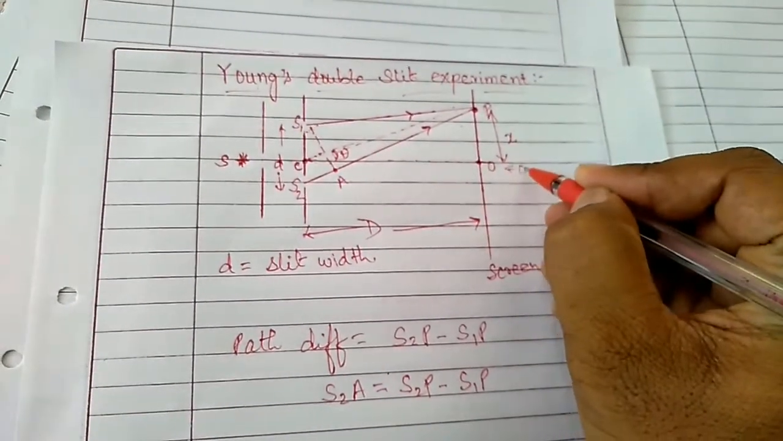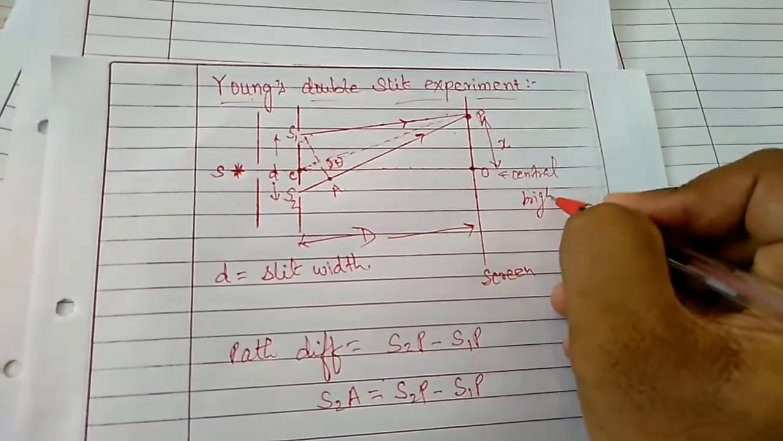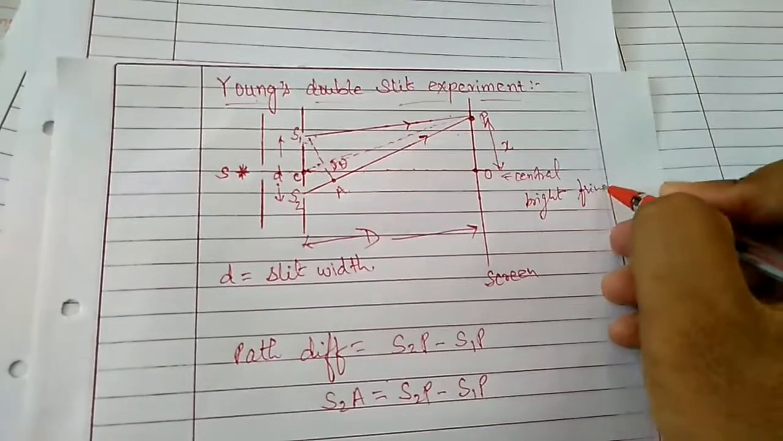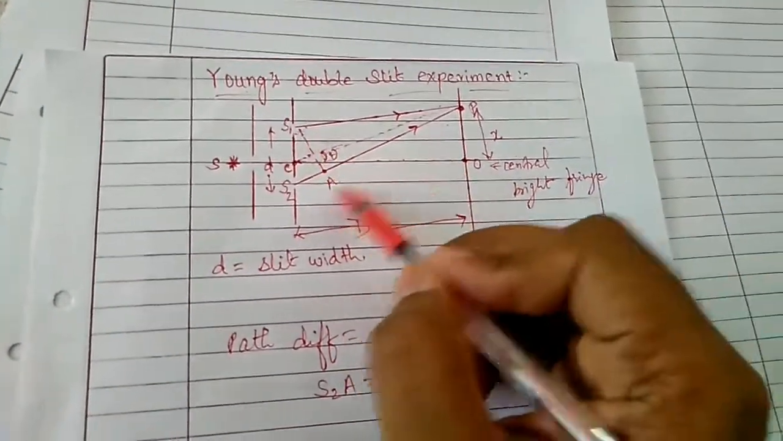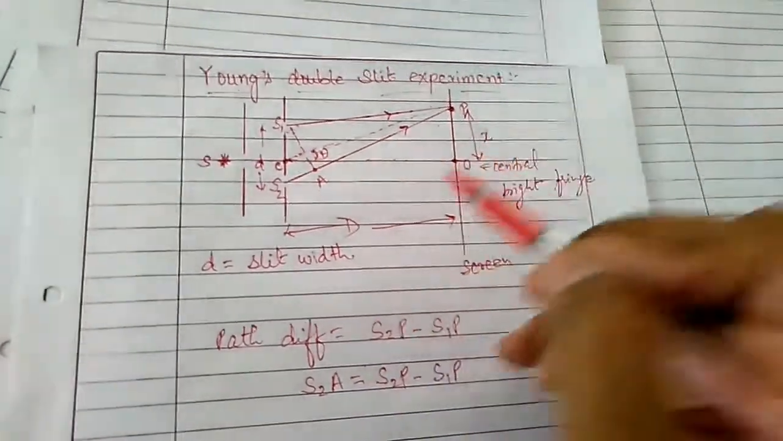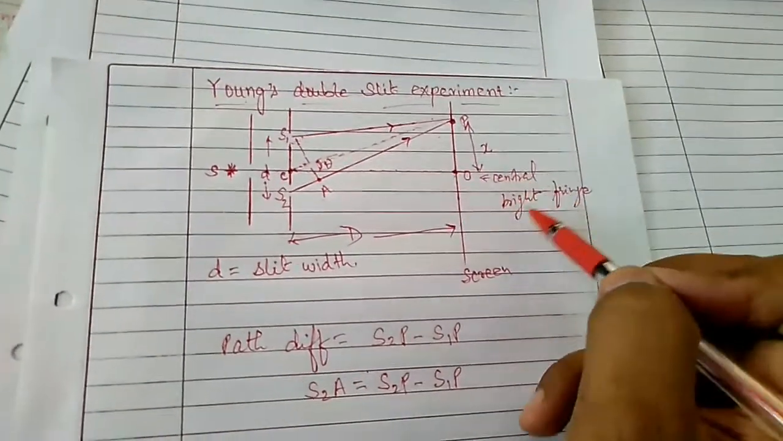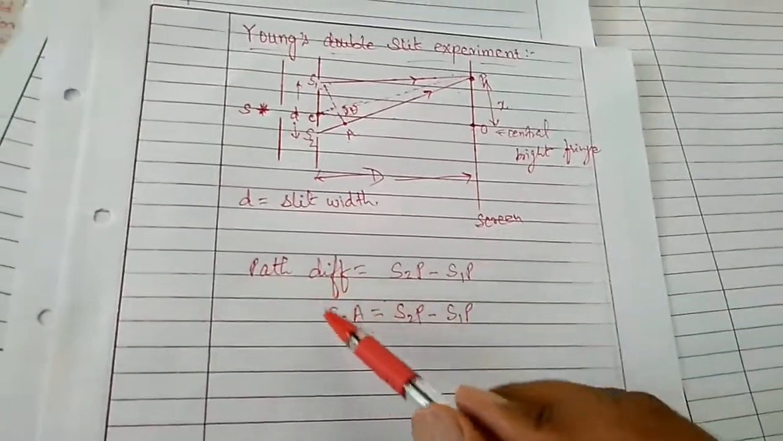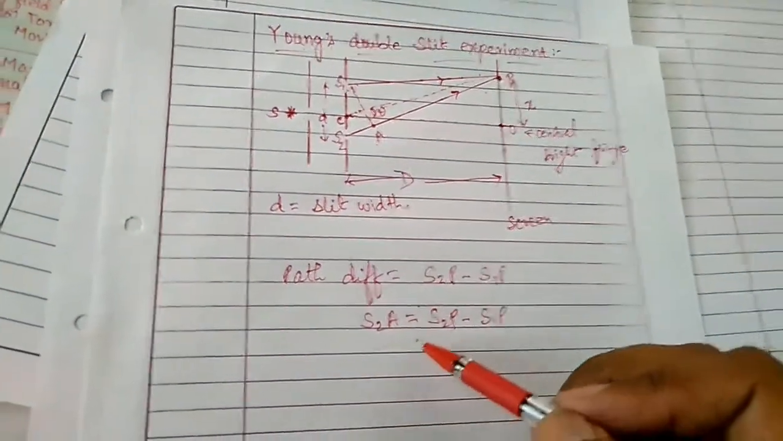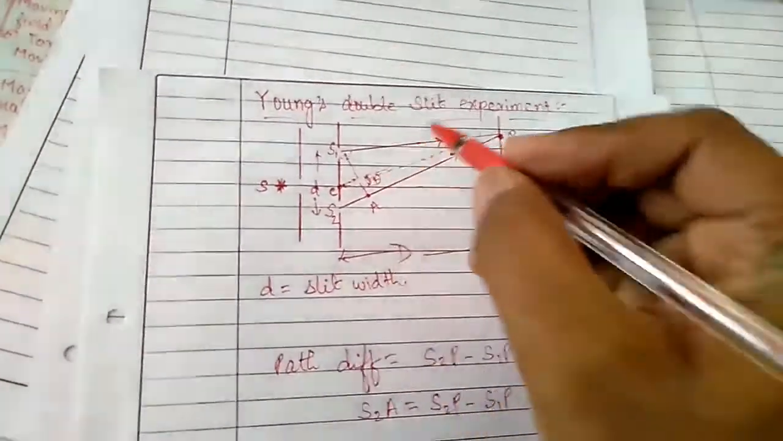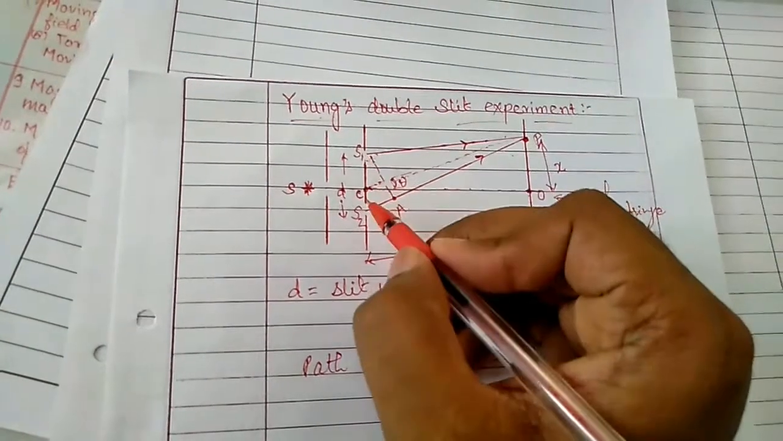At this point we can say central bright fringe. Why? Because the path difference at O from S1 and S2 will be the same, so the path difference will be 0, and the phase difference will be 0, which means they are meeting in the same phase. So at this point definitely there will be maxima. In the same way we calculate the path difference at P, to say whether there will be maxima or minima.